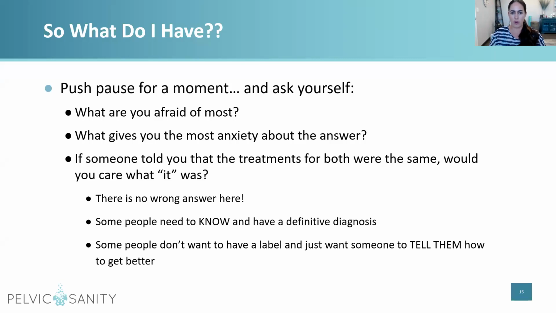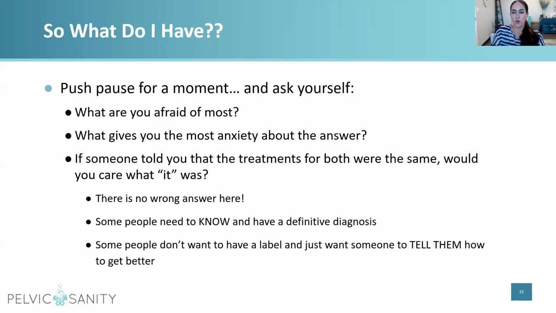I always ask this question to my patients because there are some people that need to know, what is this? What is it? I want to know what it's called. I want to know what caused it. It helps you to decrease your anxiety to actually have a definitive diagnosis. There's a whole other camp of people, and you need to think about which one you fit into, where they don't want to have a label. I don't want IC. I don't want to have pelvic floor dysfunction. I just want to know how we can get these darn symptoms to go away, and I could care less about what it's actually called.